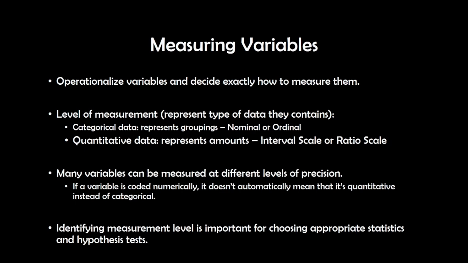Basically, it can be categorical data, which represents groupings. It can be nominal or ordinal level of measurement. And then it can be quantitative data, which represents amounts. It can be interval scale or ratio scale. So there are many variables that can be measured at different levels of precision. If a variable is coded numerically, it does not automatically mean that it is quantitative instead of categorical. So identifying measurement level is very important for choosing appropriate statistics and hypothesis tests, because some of the statistical and hypothesis tests can only be conducted on certain level of measurement only, certain data only.